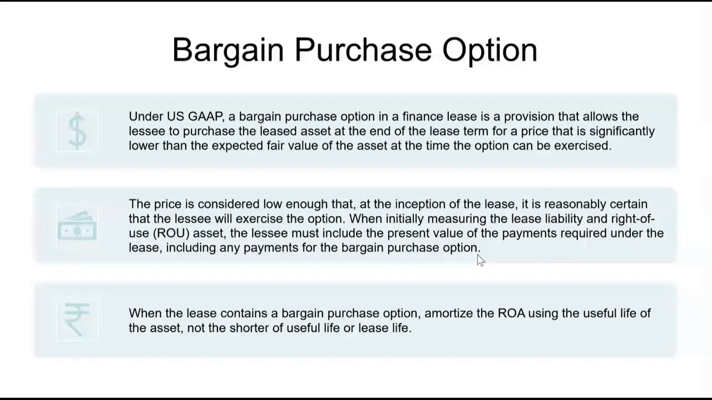Multiply it times the present value of one payment and add it to what you already calculated when you use the annuity factor. When the lease contains a bargain purchase option, remember to amortize the right of use asset using the useful life of the asset, not the shorter of the two. And keep in mind that the same lease cannot have both a bargain purchase option and a guaranteed residual, but it could have one or the other. See, if it had a bargain purchase option, that would be very good for the lessee, but not good for the lessor.